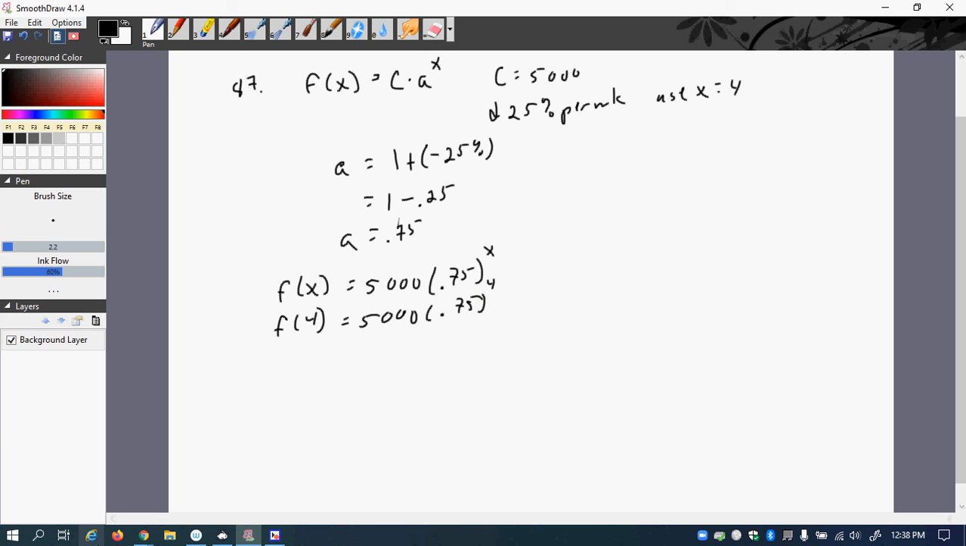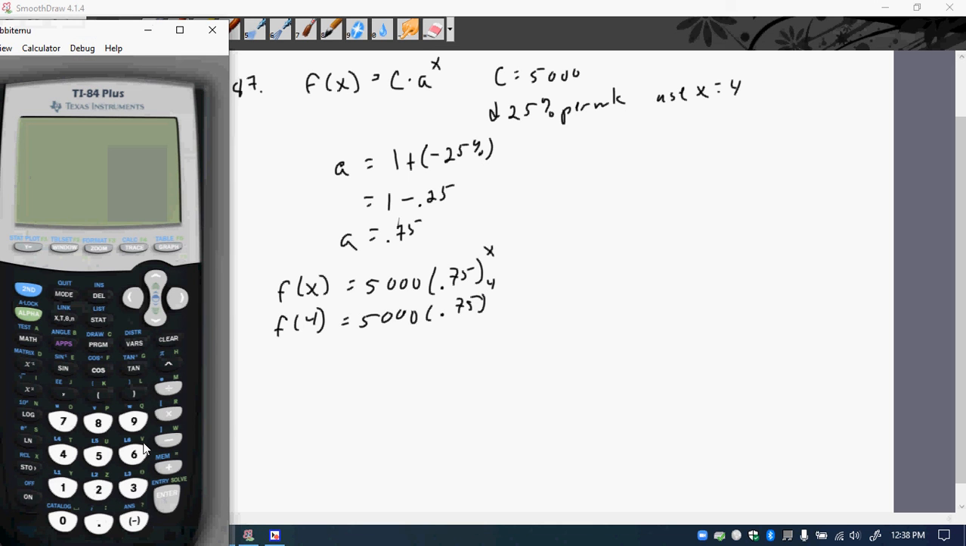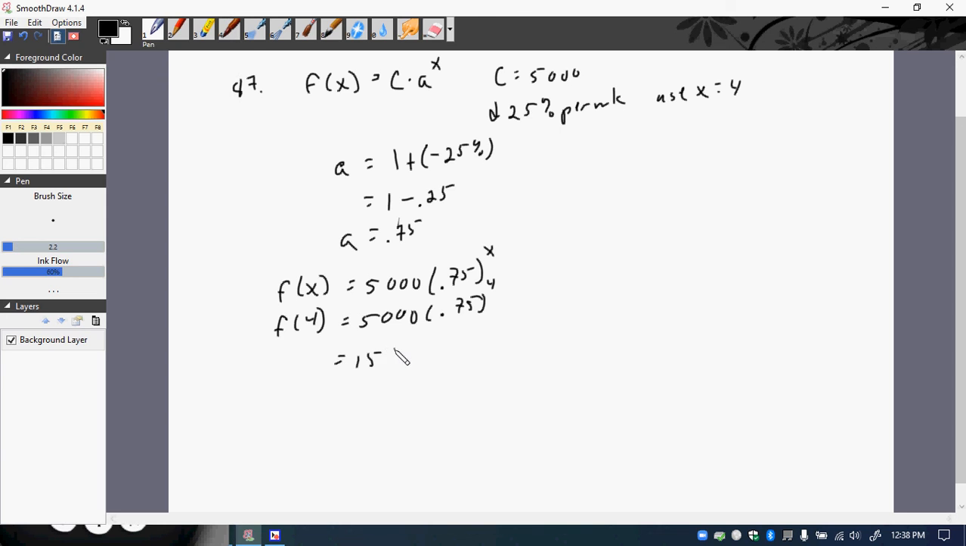Now I'm going to put that into my calculator. I'm going to do 0.75 to the power of 4, and then multiply that by 5,000 because that was my start number. And here's my answer. It's 1582 is what I get. So 1582 is my result for this.